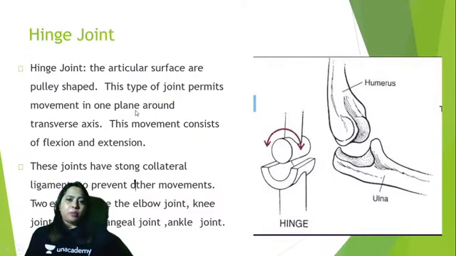Only in one plane it moves. So when we say one plane, it is known as uniaxial type. Uniaxial is two movements, that is flexion and extension. Biaxial will be four movements and multiaxial will be more than four movements. Now uniaxial, flexion, extension. Biaxial, you can include flexion, extension, adduction and abduction. And multiaxial, you can include all the four which I mentioned now, plus you can also include the rotation, circumduction.